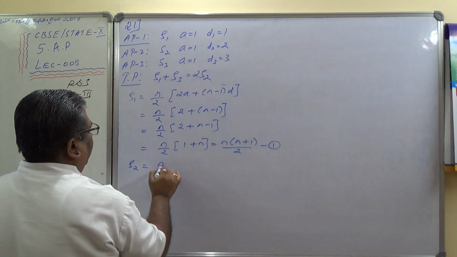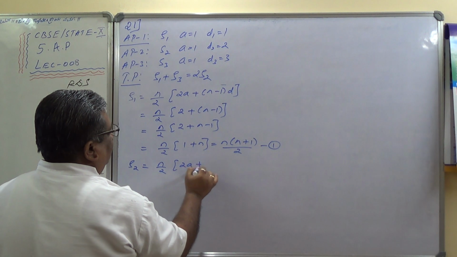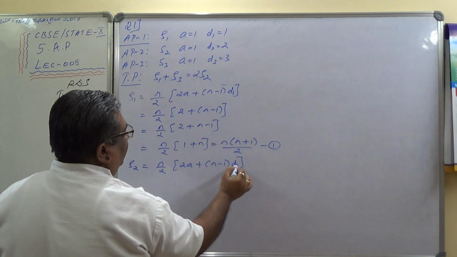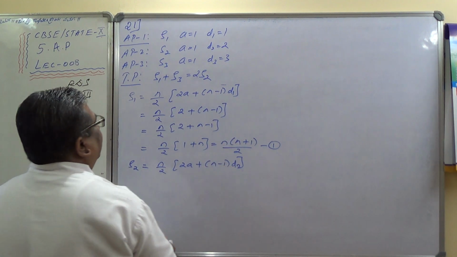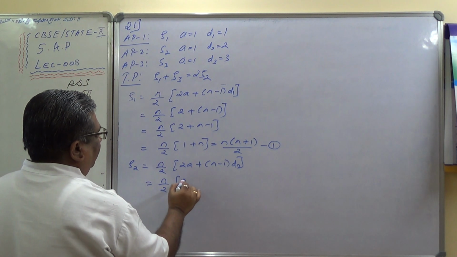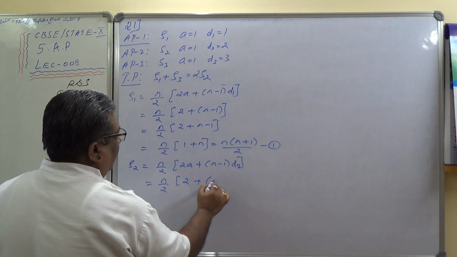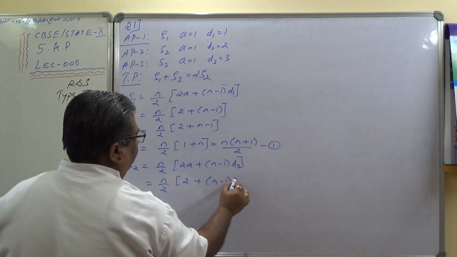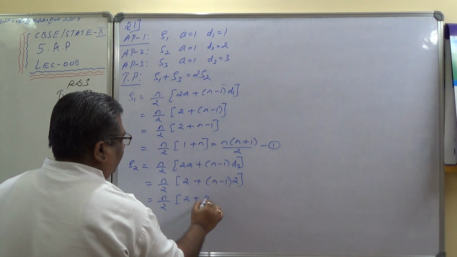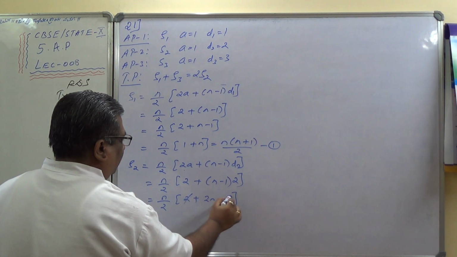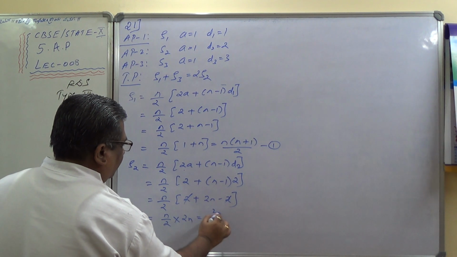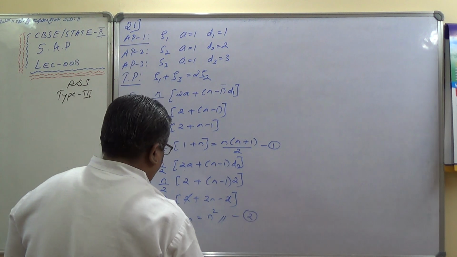S2 equals n by 2 into brackets 2a plus n minus 1 d2. D1 I'll mention here, D2 I'll put it here. That is better. Whereas A is everywhere 1 itself. 2 into 1, 2 plus n minus 1, D2 is how much? 2 here. 2n minus 2. So S2 is n square. This is 2 here.